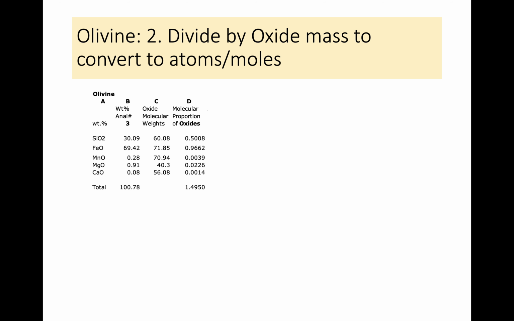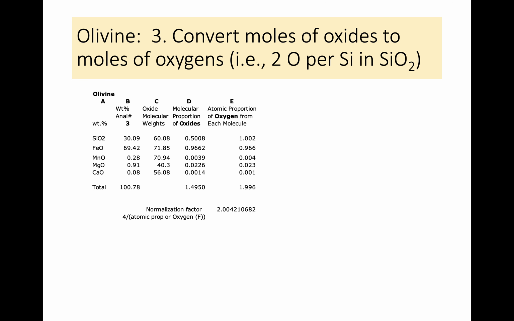Now we're going to divide by the oxide mass, and you can see the oxide masses in this column. SiO2 is 60.08, calcium 56.08. When we divide that, we get the molecular proportions of these oxides over here. So 0.5 for SiO2, 0.0014 for calcium.